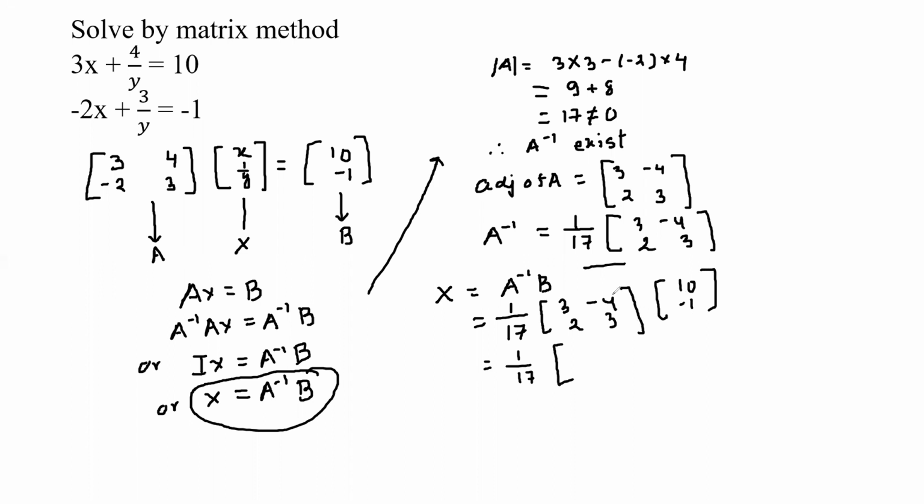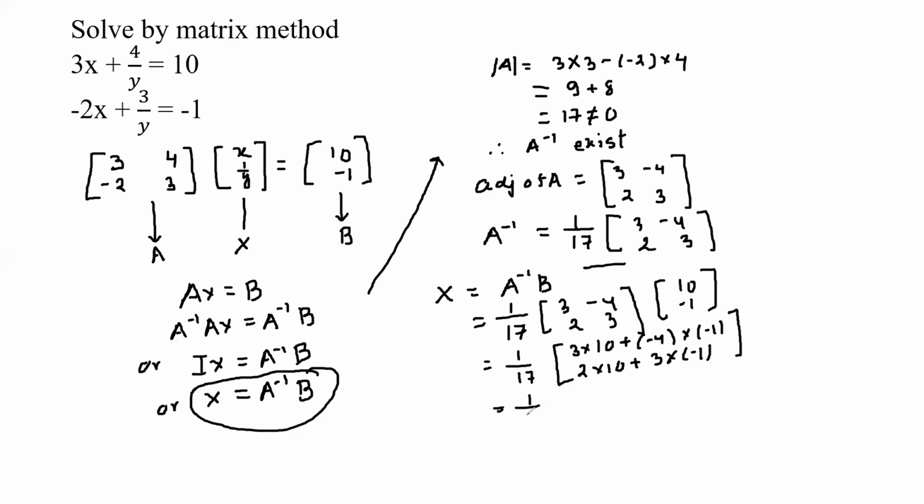Row and column. First let's multiply by the row, 3 and minus 4. So it will be 3 times 10 plus minus 4 times minus 1. Now let's come to the second row. We have in the second row 2 and 3. So multiply 2 times 10 plus 3 times minus 1. I hope you know how to multiply two matrices.